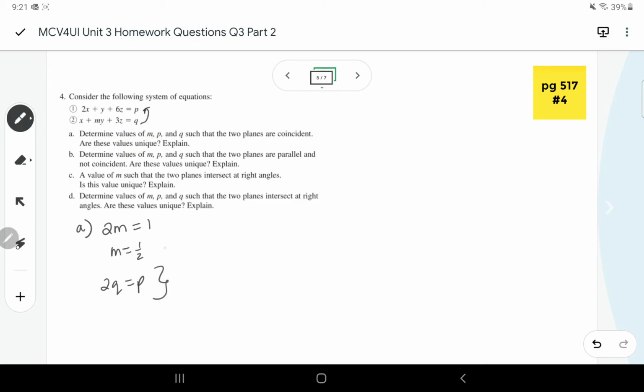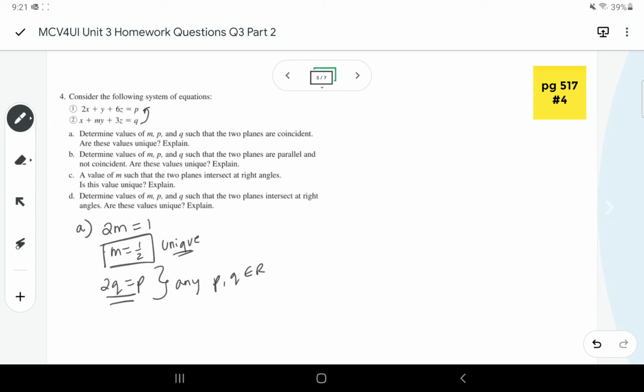As long as m is unique, that has to be that value. But this could work for any p and q values where this holds true. The q just has to be half the size of p. P is the doubled q value. Okay.